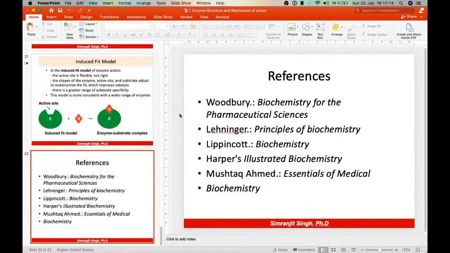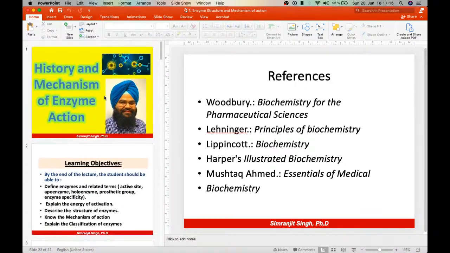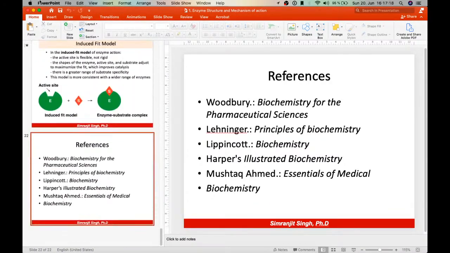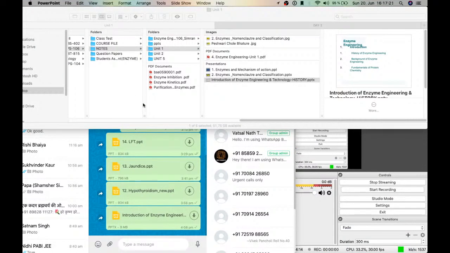So that's it for the mechanism of enzyme action, how various enzymes are working in a nutshell.